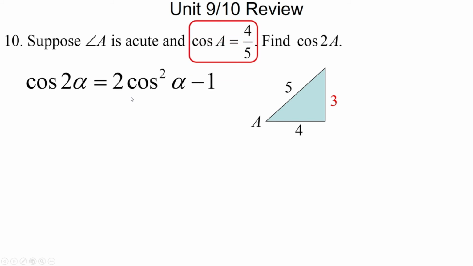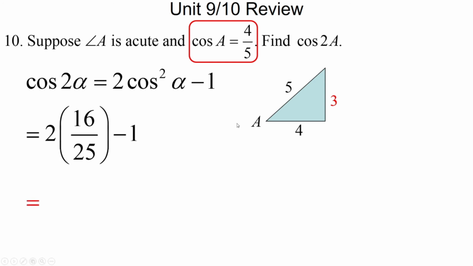Yep. So that equals 2. And cosine of alpha, well, cosine of A is 4 over 5. If I square that, I get 16 over 25 minus 1, or 25 over 25 if you like. And now let's just do our arithmetic.